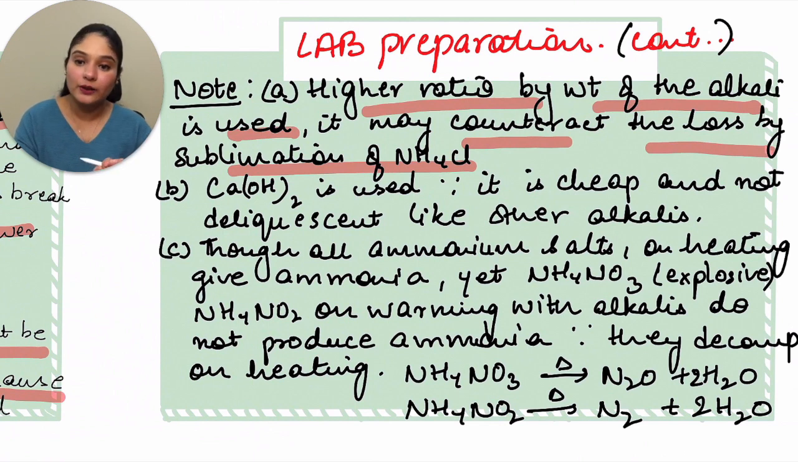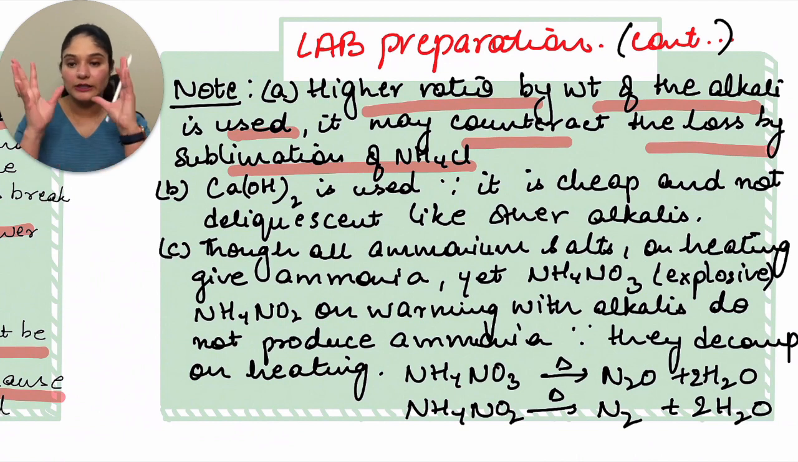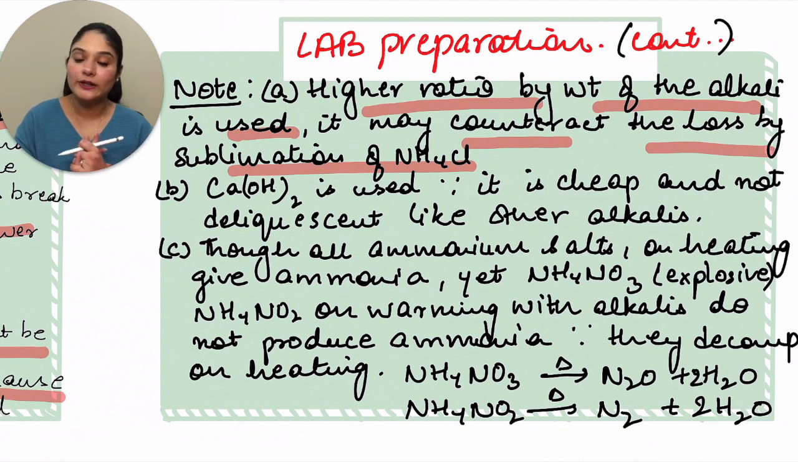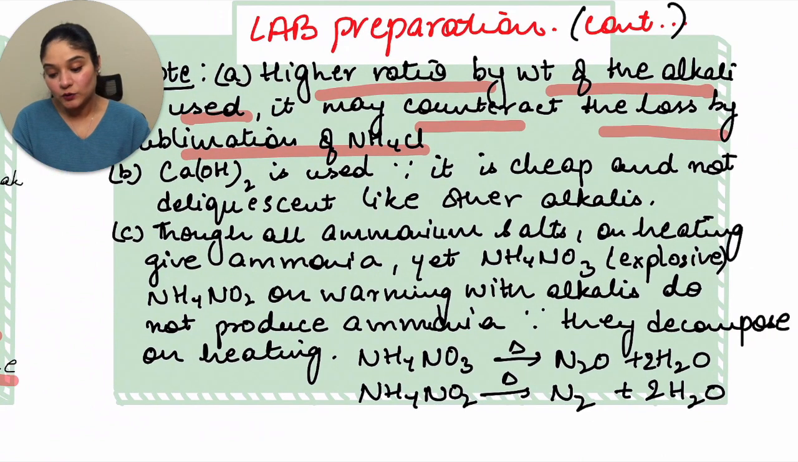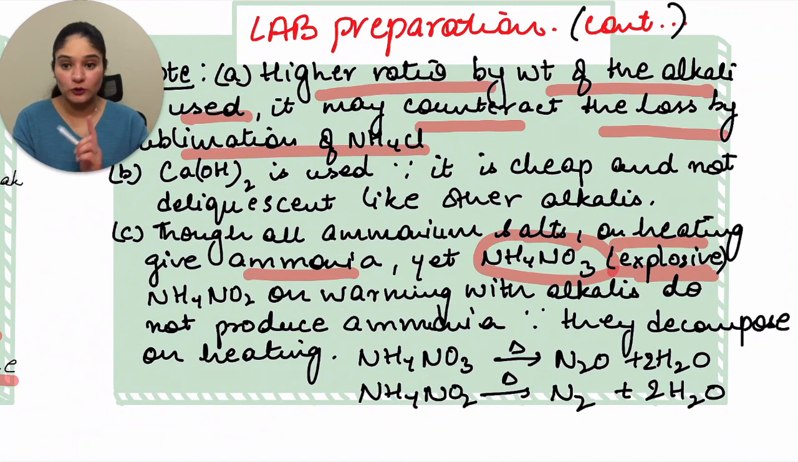What is being deliquescent? That means the ability to turn into vapors and mix with the atmosphere. So Ca(OH)2 is not deliquescent. That is the reason we prefer this. The next is, though all ammonium salts on heating give ammonia, yet NH4NO3 is explosive. Make sure that you remember that.